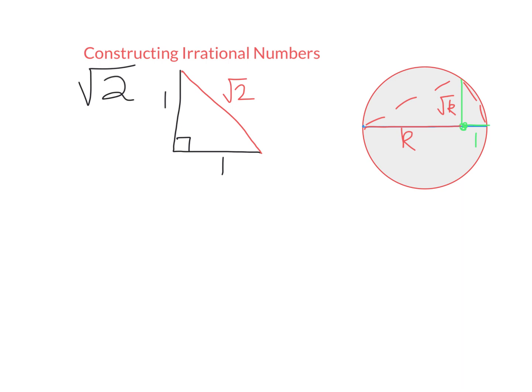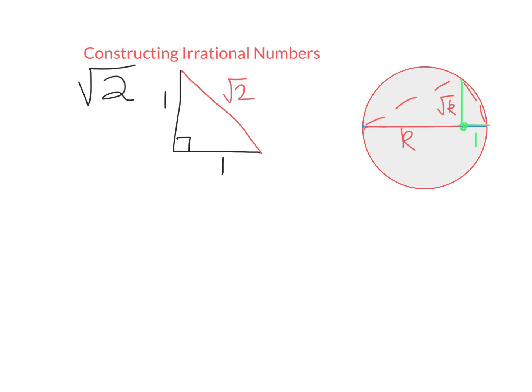Of course, this would extend to the square root of any rational number. Because we can draw a line segment whose length is, say, 2.3 recurring, then we can perform this task and we can construct a line segment whose length is the square root of 2.3 recurring.